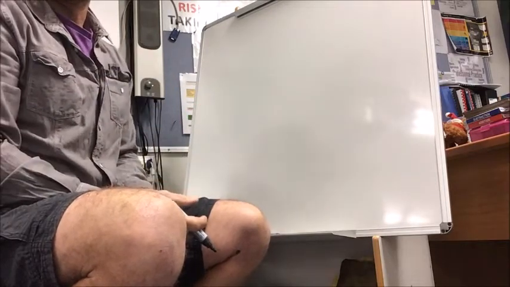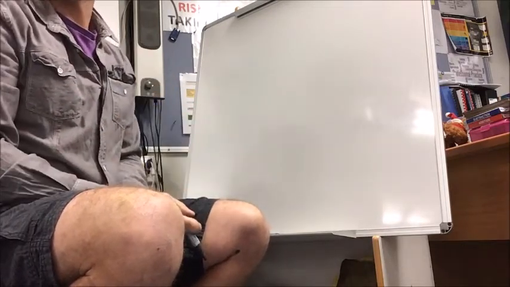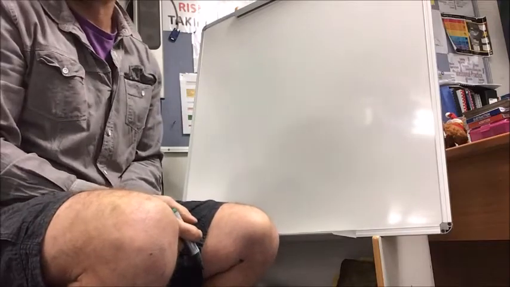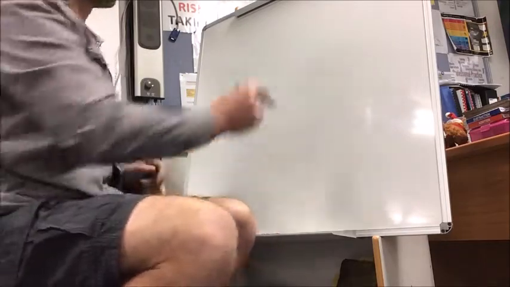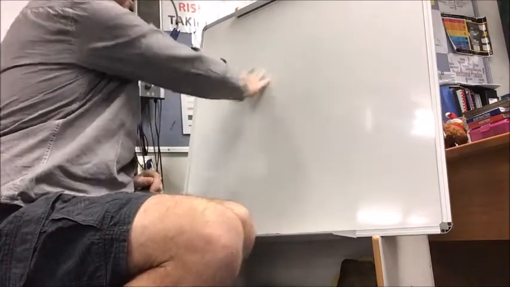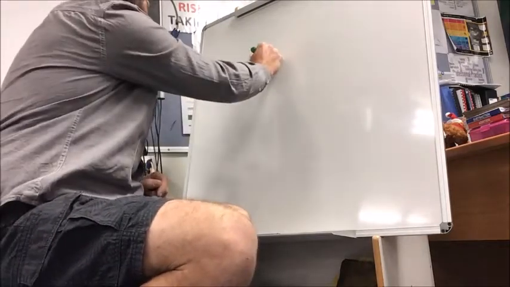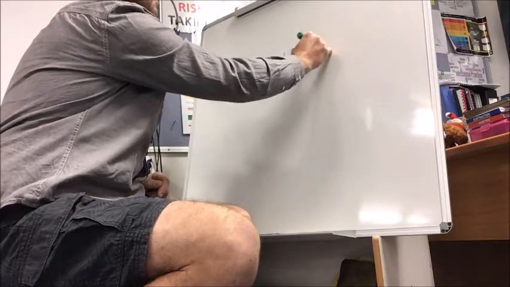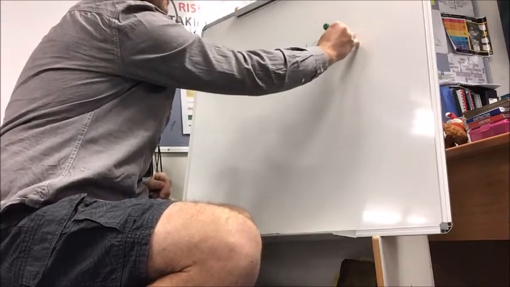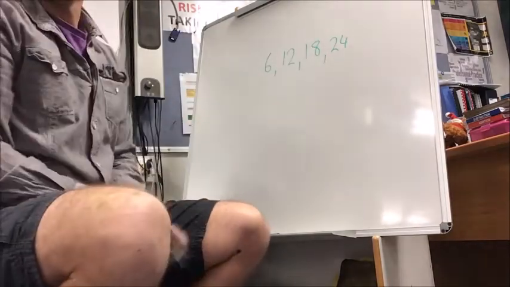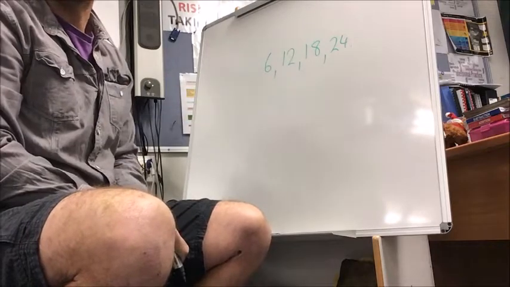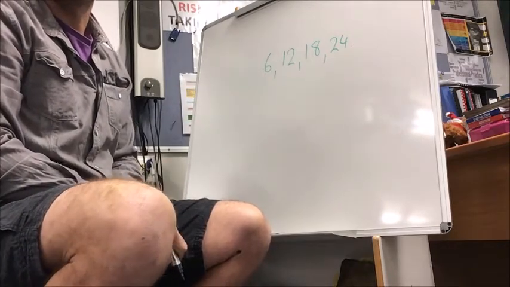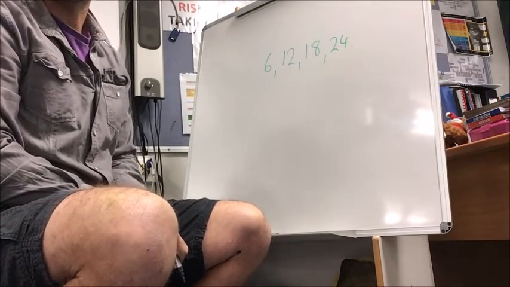Multiples are basically a really technical way of saying skip counting. Okay. So for example, if we all know how to skip count really well. So if I'm going to skip count, I'm going to go 6, 12, 18, 24. Okay. So you would have guessed that I am skip counting by 6.